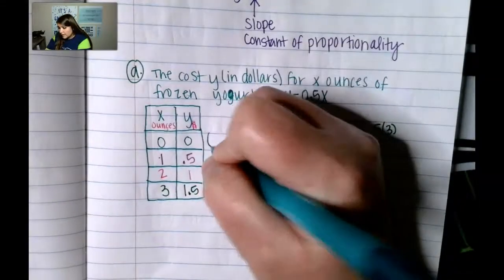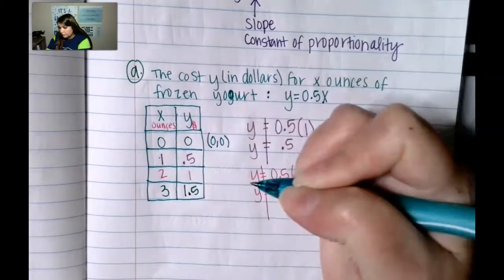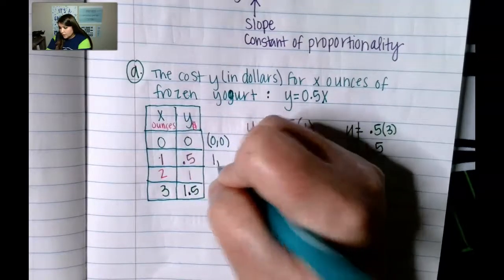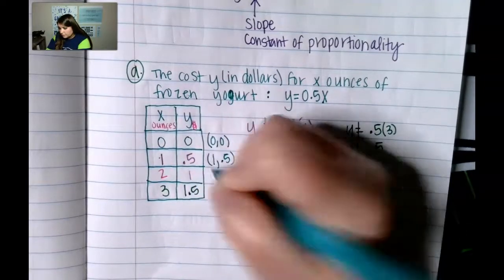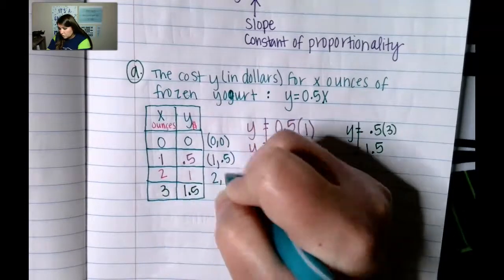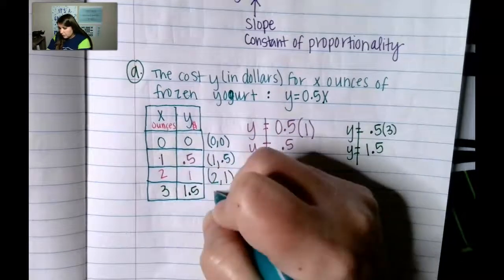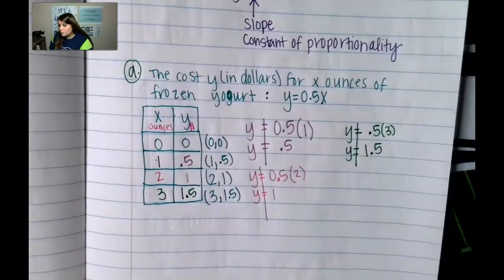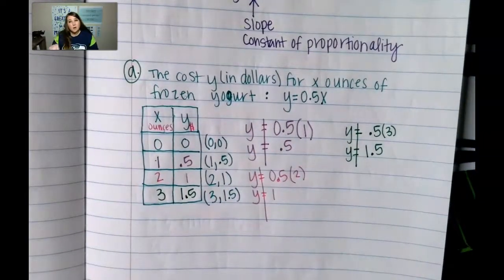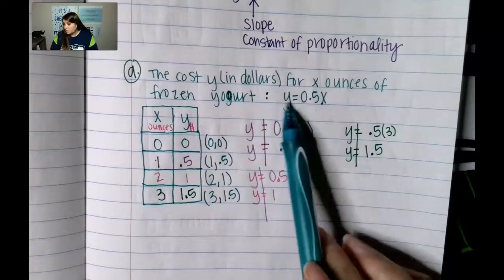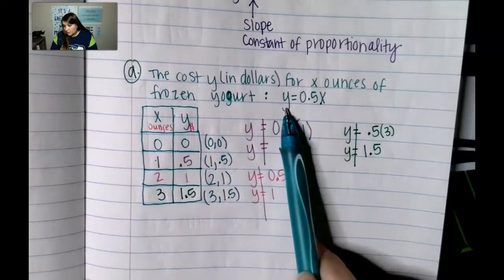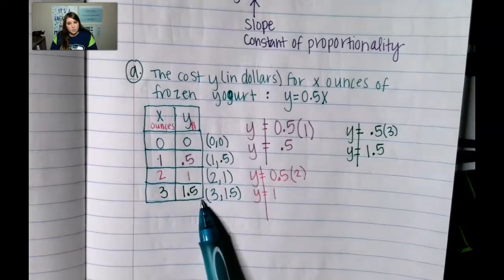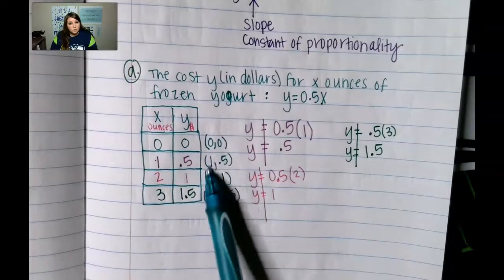So the ordered pairs I get are 0, 0. The next ordered pair I get, X comma Y, is 1, 50 cents. This one is 2 for 1. And this one is 3 and 1.5. So now I've used the cost of the frozen yogurt, which is 50 cents per ounce. That's the cost. I've filled out my ratio table, and now I've found the ordered pairs.